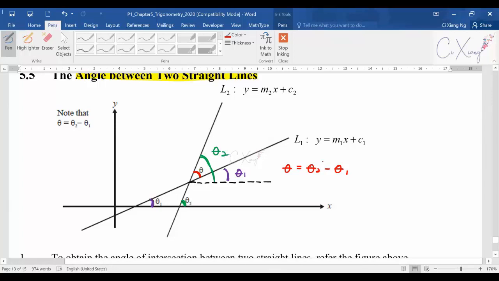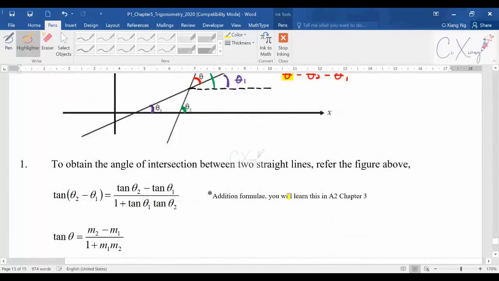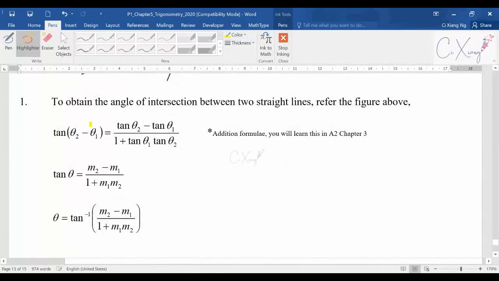Again, we want to find theta, which is the angle between two straight lines. To find it, we use the compound angle formula. So theta equals theta 2 minus theta 1.